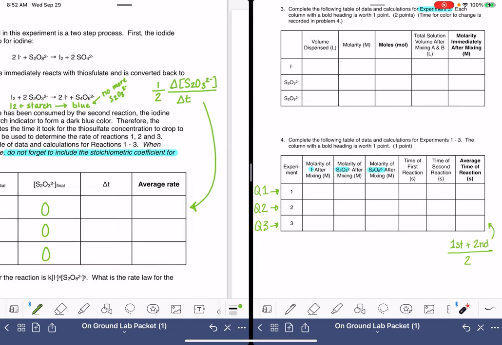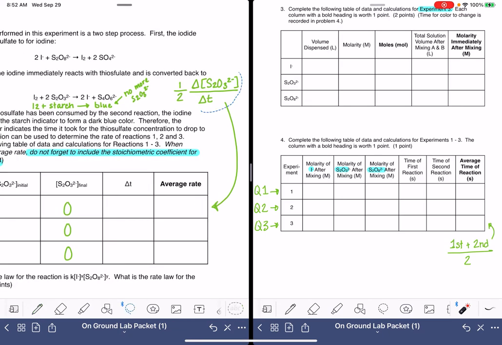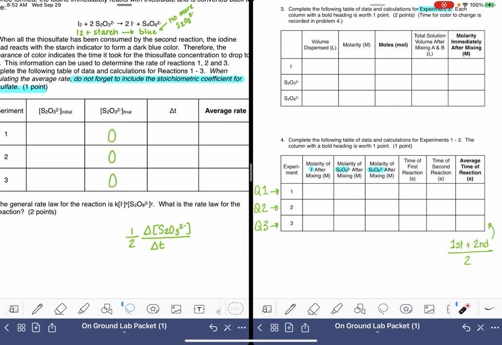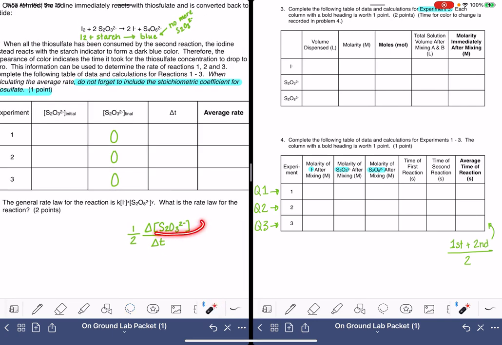Actually, I think I'm just going to make this a little easier to see. I'm going to move it down here, even though it doesn't really belong here. So the change in concentration of S2O3 is going to be the change from the initial to the final. Whatever you started with, whatever you ended up with is zero. The difference between these two numbers is what you're going to plug in right here. And your change in time is this number right here. Don't forget the 1/2. That's going to get plugged in as your average rate.